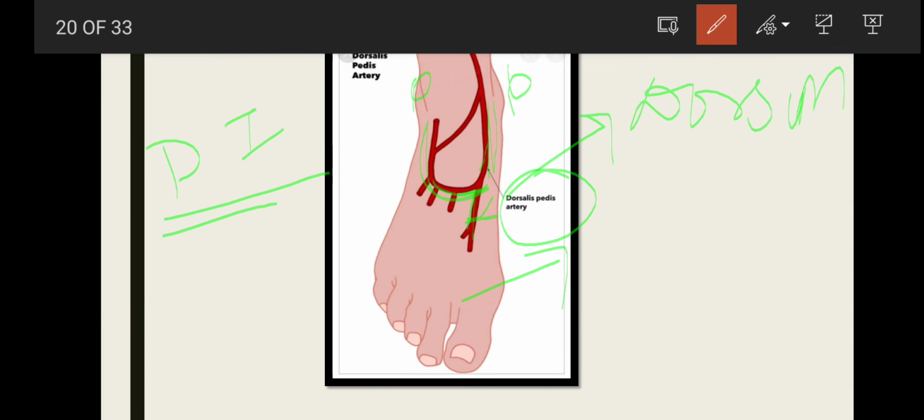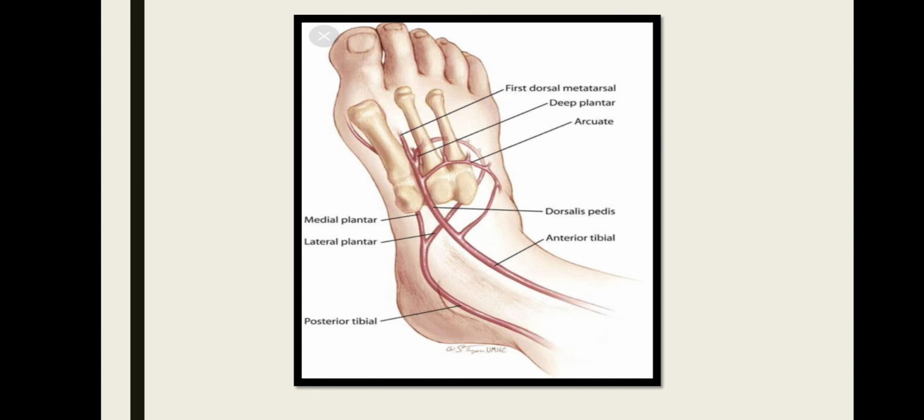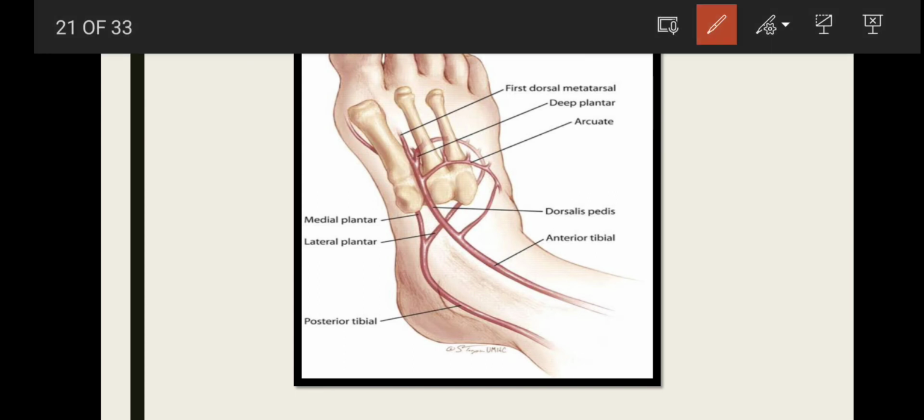Now what are the branches of the dorsalis pedis artery? You can see here, this is the dorsalis pedis, this is the posterior tibial artery, which is the other branch of the popliteal artery. The anterior tibial artery comes here. There is a space between the first metatarsal and second metatarsal, which is known as the intermetatarsal space. Through the intermetatarsal space, it winds around and forms the plantar arch.